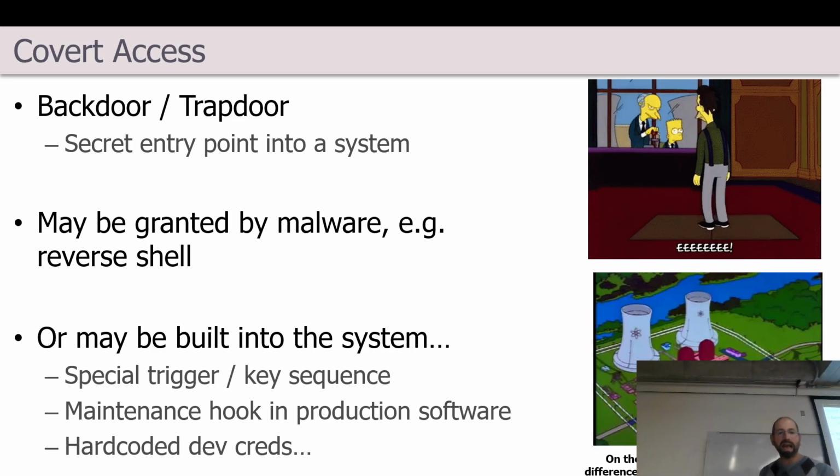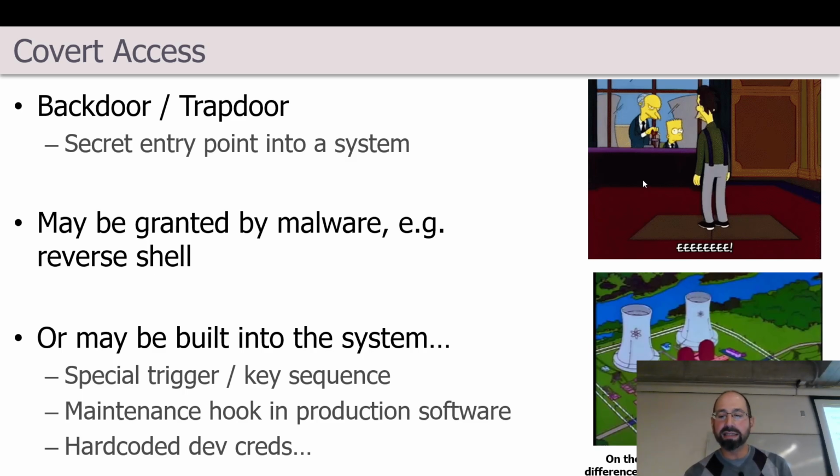Other types of covert access, the terms that are used, I think, incorrectly interchangeably, are backdoor and trapdoor, both referring to a secret entry point into a system. To me, a backdoor is a secret entry point. You have a front door, that's the primary entry point. You have a backdoor, that's the secret entry point. To me, a trapdoor is maybe a secret exit point. But I guess you can also enter through a trapdoor.